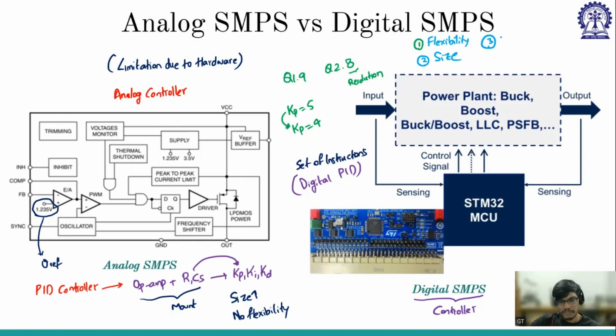Also here we can write very complex algorithms in the code, because we are basically writing in code. Whereas in analog, everything should be realized in hardware, and not much flexibility is there. Also, KP, KI, KD resistance values might not be exactly the same, so there might be tolerance issues. And in digital, we have immunity to noise and more flexibility.